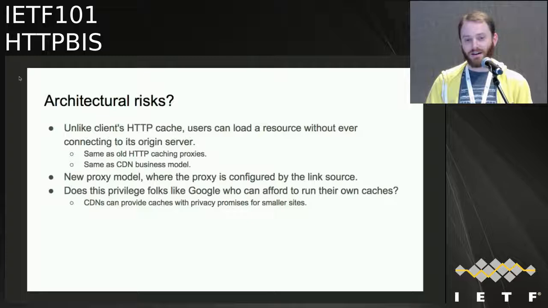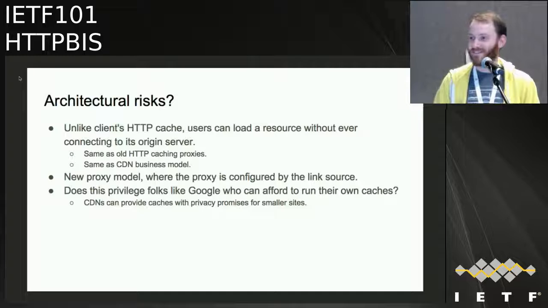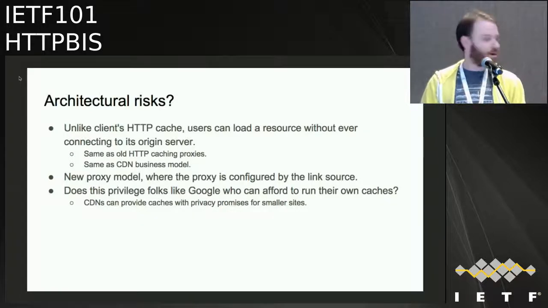So we've had normal proxies that are configured by the browser, configured kind of globally. There are reverse proxies that are configured by the target server. This one is configured by the source of a link. Is this an important change? And then there's a worry that this privileges large sites like Google that can run their own caches. Now CDNs can provide caches for smaller sites and can promise to preserve privacy in fetches. But there's a question of who this helps on the internet and who will be able to take advantage of it.